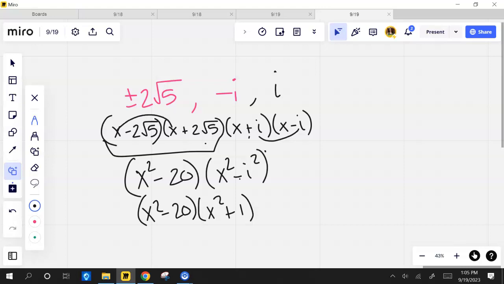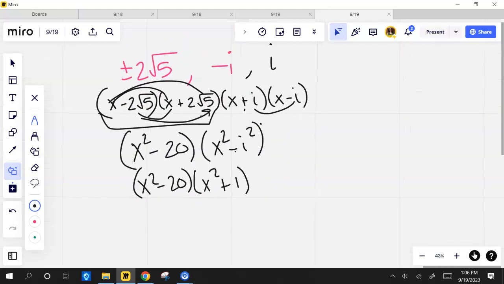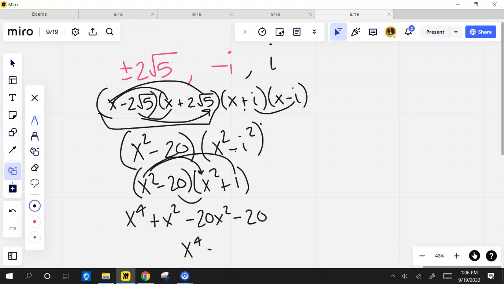No, it's x squared, and then this minus this cancels. When they have opposite signs in the middle and they're the same like that, you just multiply the first and the last together. So x to the 4th plus x squared minus 20x squared minus 20, which would be x to the fourth minus 19x squared minus 20.